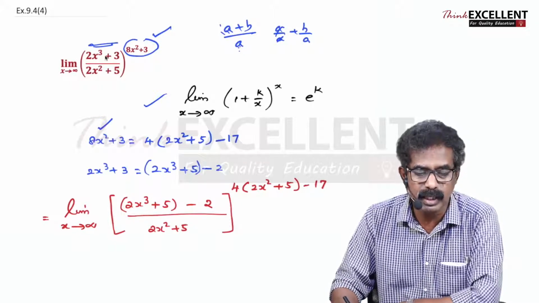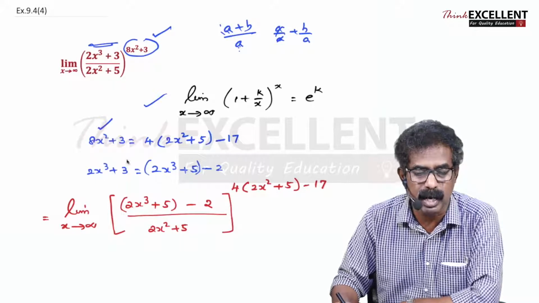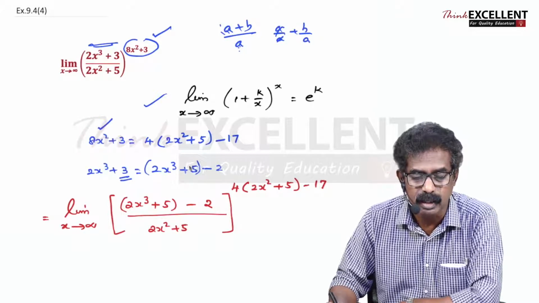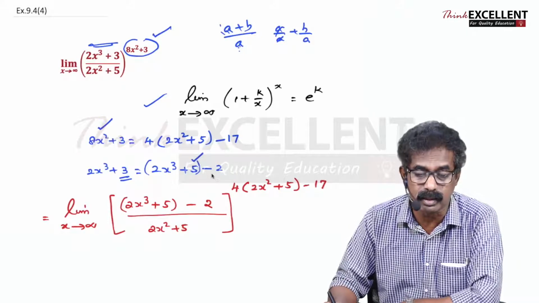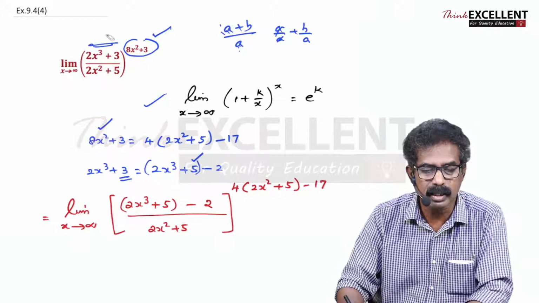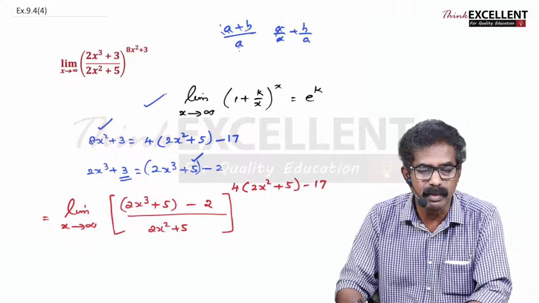Now the numerator you change. Numerator is 2x cube plus 3. I want 2x square plus 5. Adjust. I want only 3, but I have taken 5, so I have to return 2, right? So you put minus 2. Now in the question, denominator no change. Numerator and power we have to change.